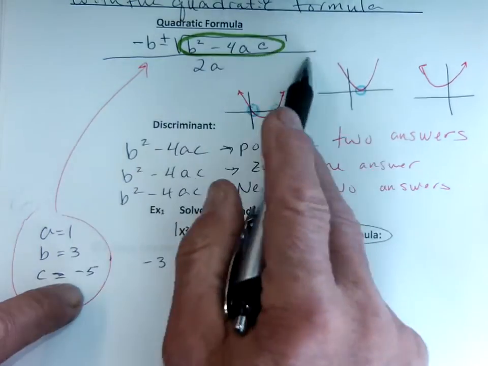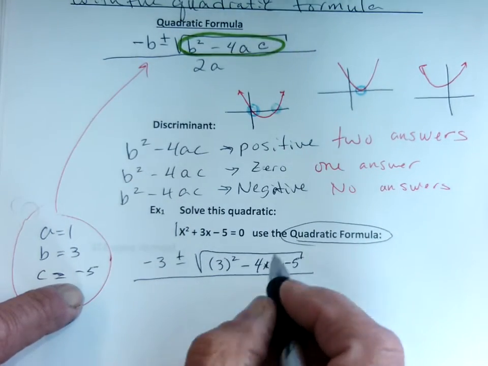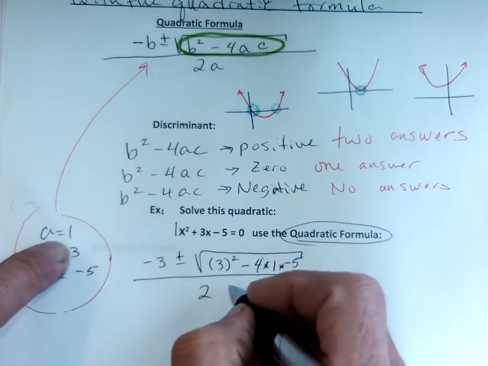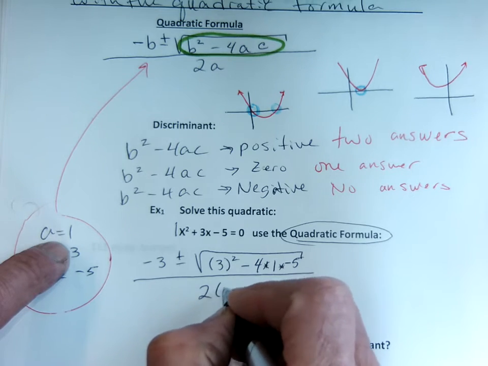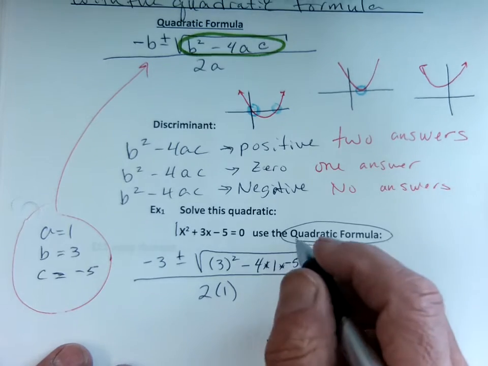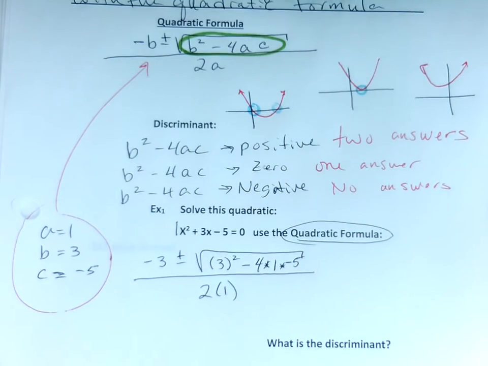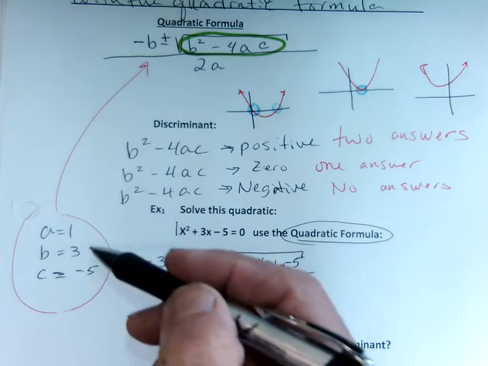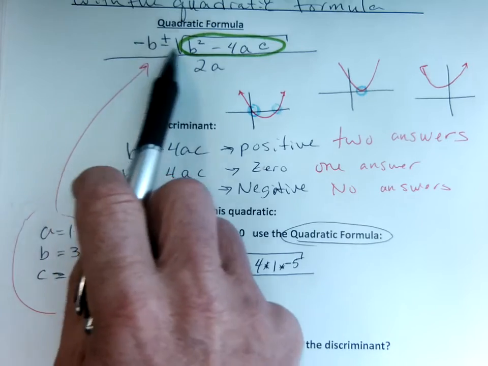Okay, so I'm just plugging the numbers in, all divided by 2 times the value of a, which is 1. Put the numbers where they belong. I'll take a second to make sure you guys see how it goes. The numbers just go in the formula. A, B, and C go in for A, B, and C in the formula.